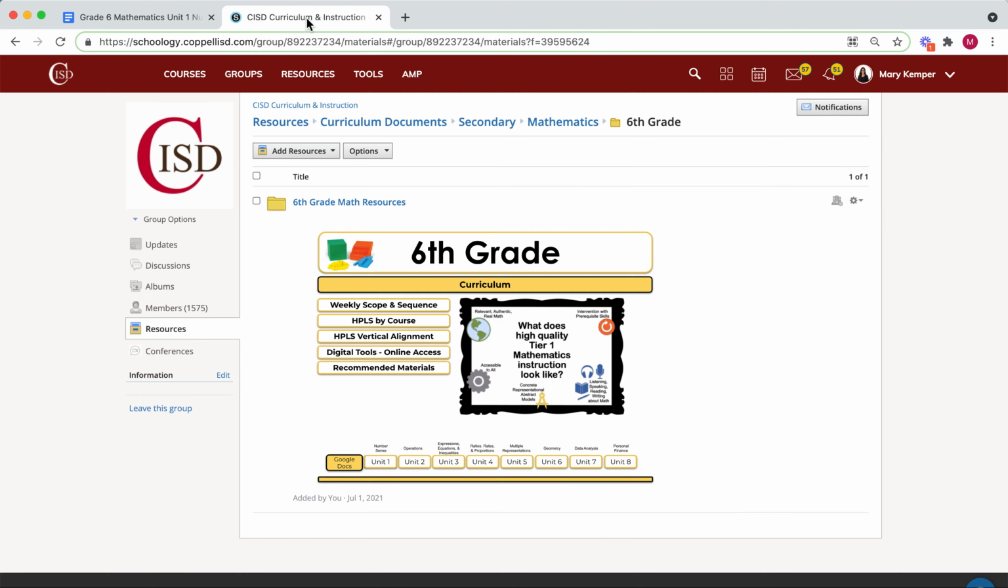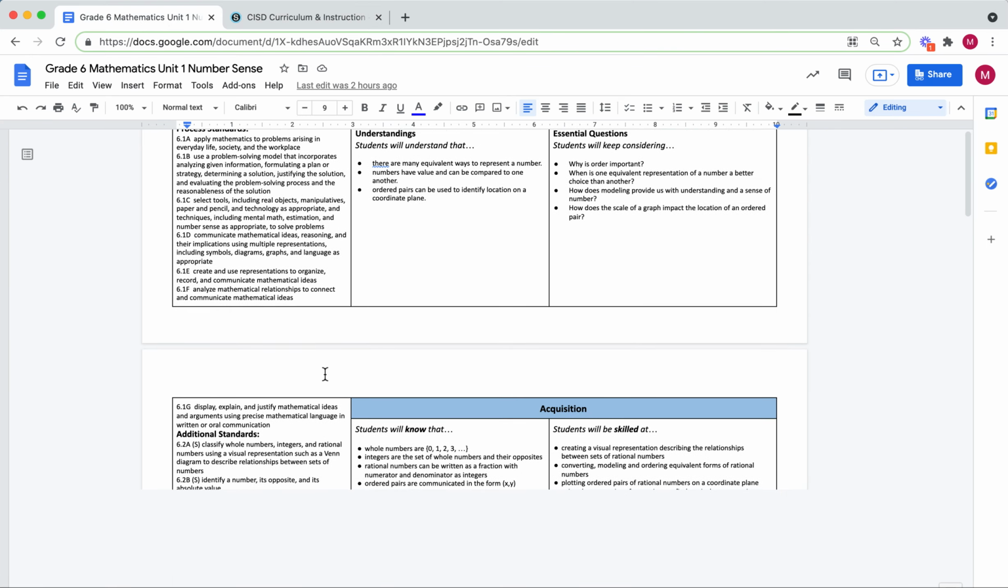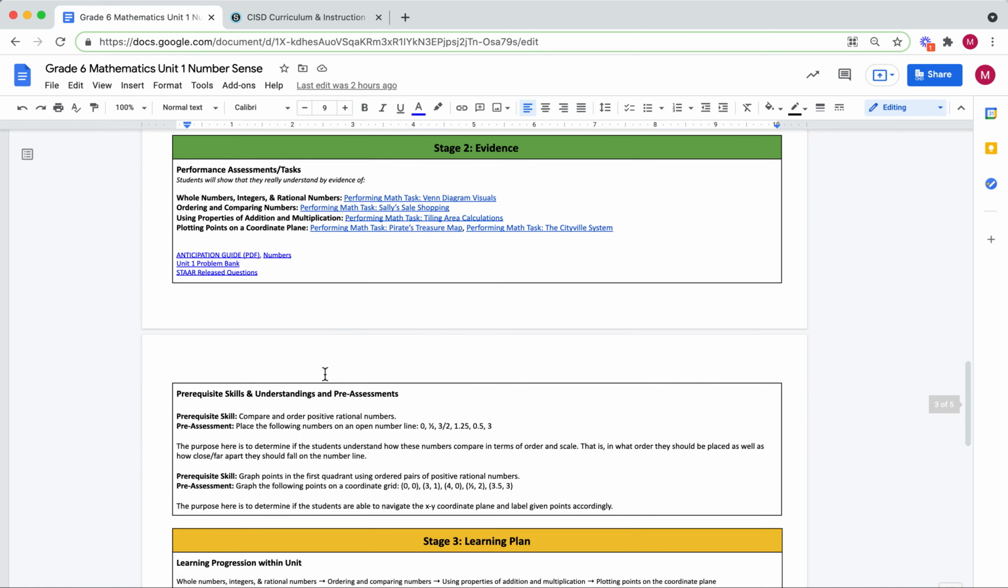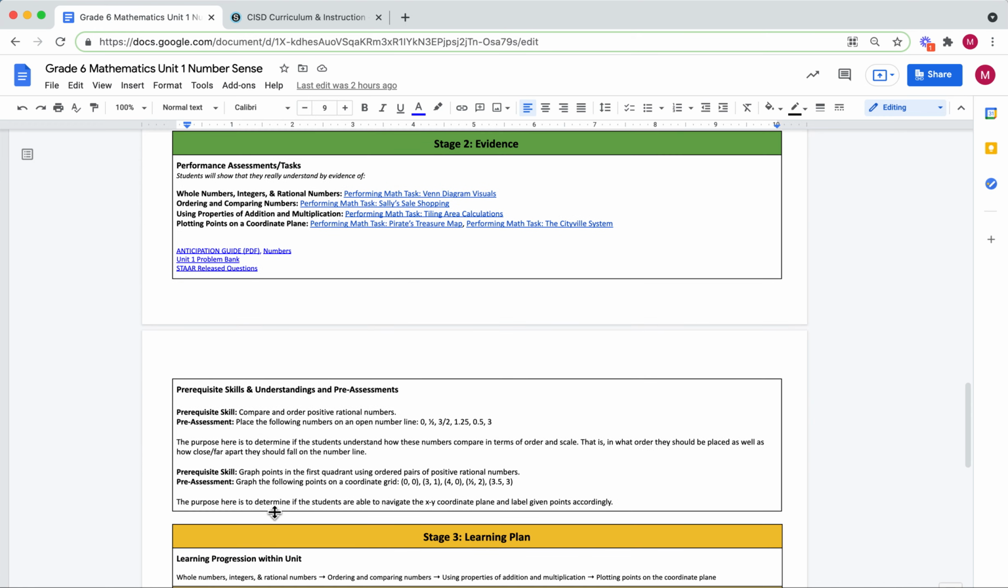In our curriculum document that you'll access through the CISD Curriculum and Instruction Schoology group, remember this is the link to Unit 1. In the Unit 1 document, if you scroll past Stage 1 and into Stage 2, you'll see a section about prerequisite skills and understandings and pre-assessments. So here's an example of what you can do with your students in order to determine if they have those necessary prerequisite skills. For example, they need to be able to compare and order positive rational numbers in order to access this topic and this unit of study.